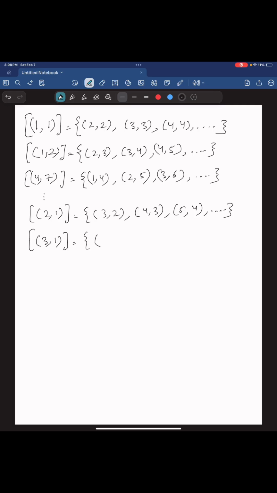We'll get 4 comma 2, 5 comma 3, 6 comma 4, and so on. You want to take another example? Okay, let's keep these few examples. Now I can see that these are some ordered pairs, so I can plot these points on a Cartesian plane.